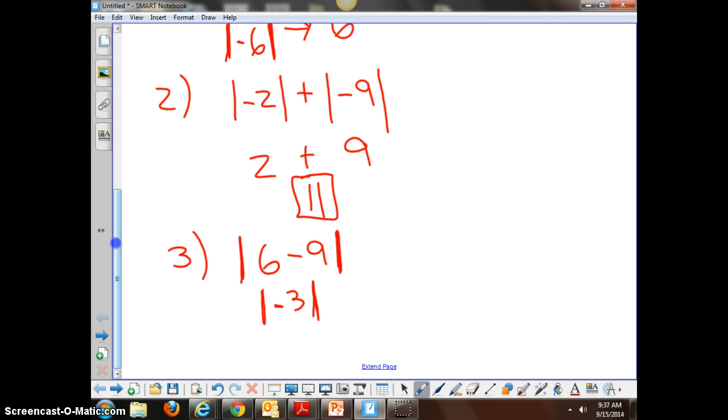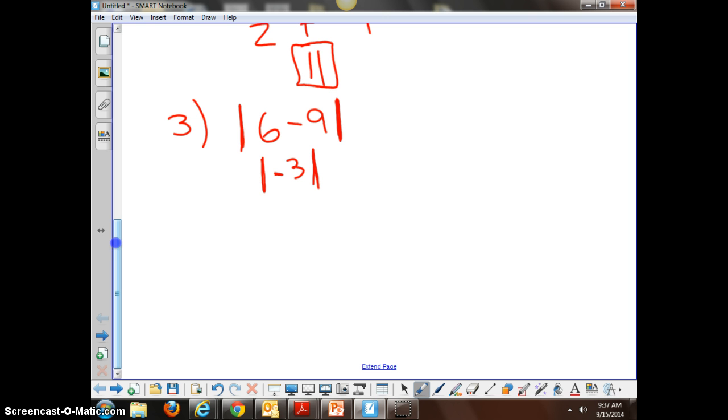absolute value of -3? The absolute value of 6 minus 9 is turning into the absolute value of -3, and your final answer would be 3 because -3 would be 3 places from 0 on a number line. Good luck!